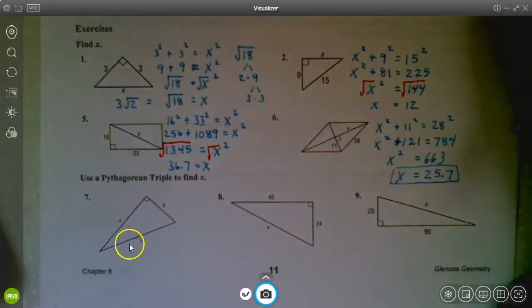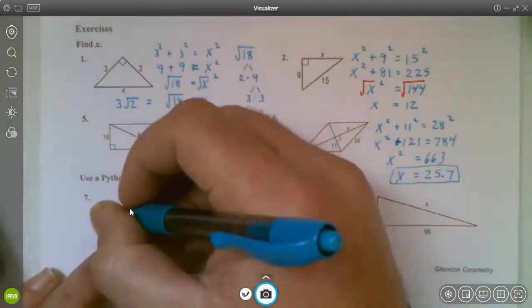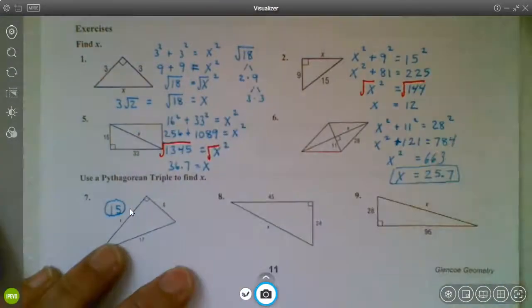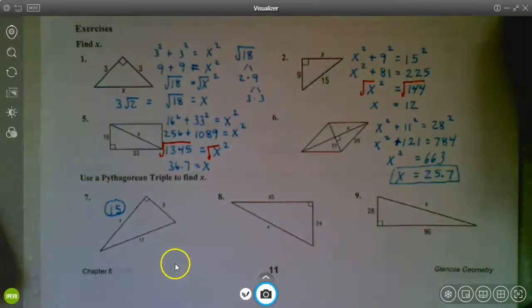So as I look at this one, as soon as I see that this leg is 8 and my hypotenuse is 17, well, I already know one of my Pythagorean triples was 8, 15, 17. And so I already know that my answer for this is 15 without having to use Pythagorean theorem. Now, like I said, of course, if you didn't remember what that number was, you can still use Pythagorean theorem. You can say x squared plus 8 squared equals 17 squared, just like we did on all these, and you can still solve for it that way. It just takes more time.